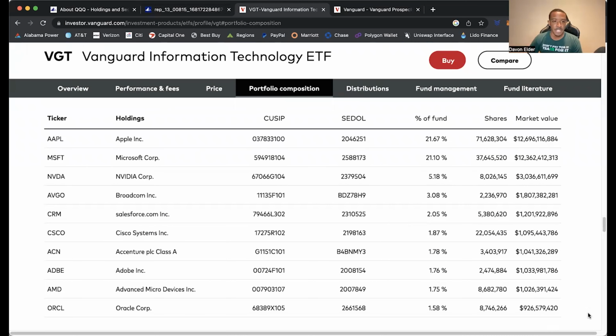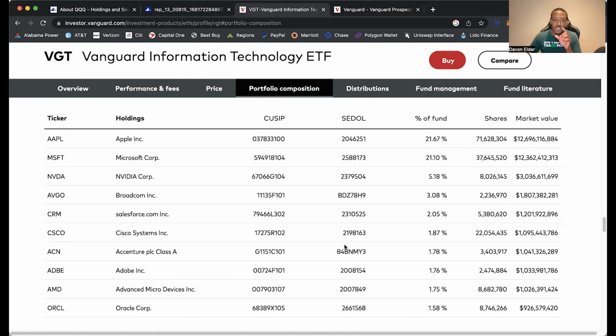Now, if we look at the top 10 holdings, let's check it out. We have Apple, we have Microsoft, we have Nvidia. That's your top 3. We have Broadcom, a semiconductor company, Salesforce, Cisco Systems, Accenture, Adobe, Advanced Micro Devices, and Oracle. So we have a mix of software companies, pure IT plays, semiconductor companies, cybersecurity, the whole 9 yards, in terms of what's in the top 10.